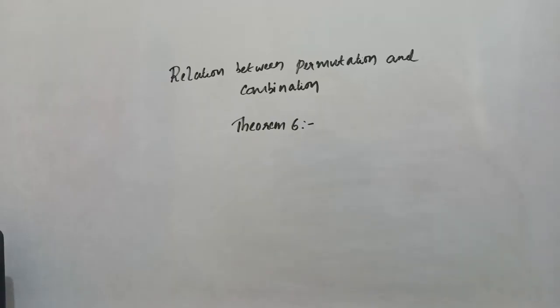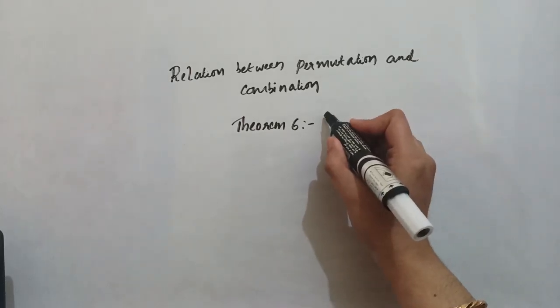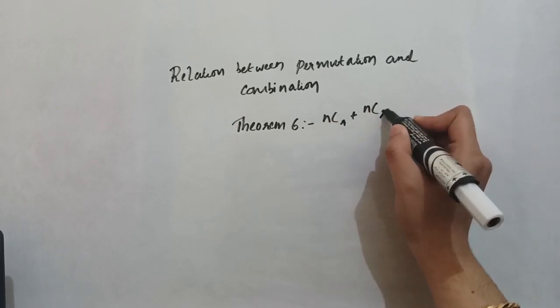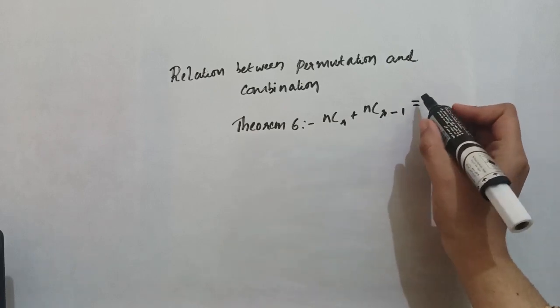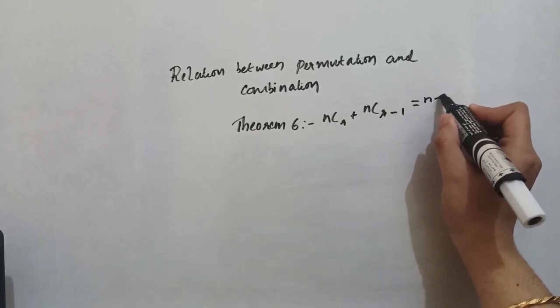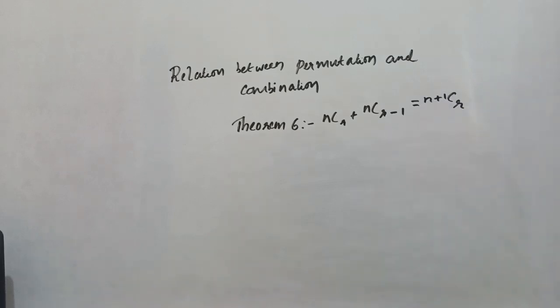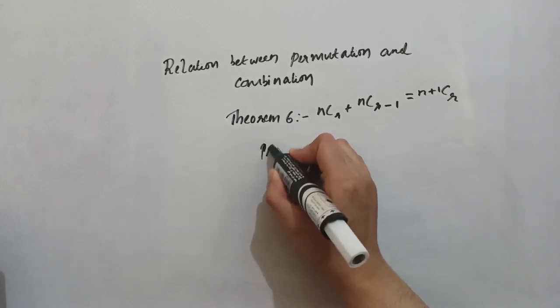Next, second relation between permutation and combination, that is theorem 6. Theorem 6 says that nCr plus nC(r minus 1) equals (n plus 1)Cr. We have to prove this theorem. Proof.